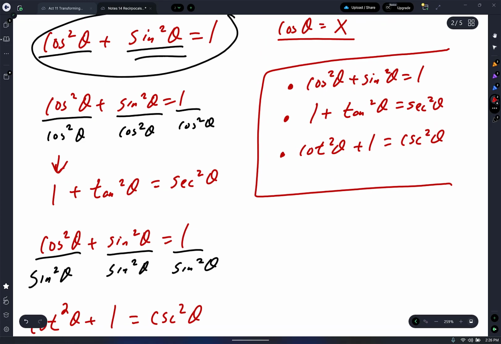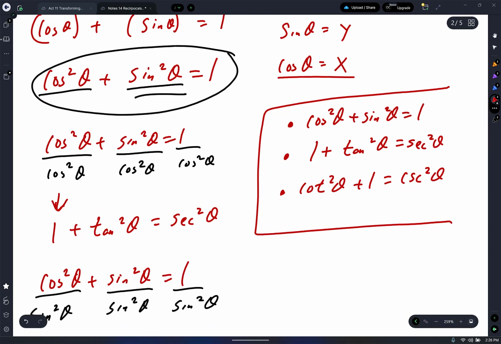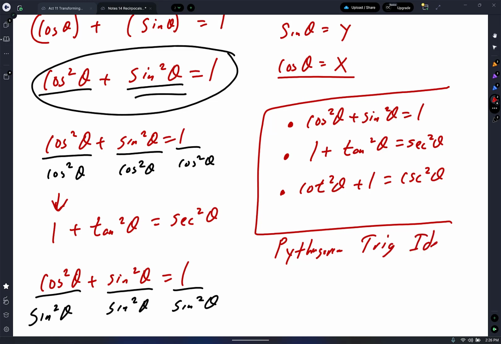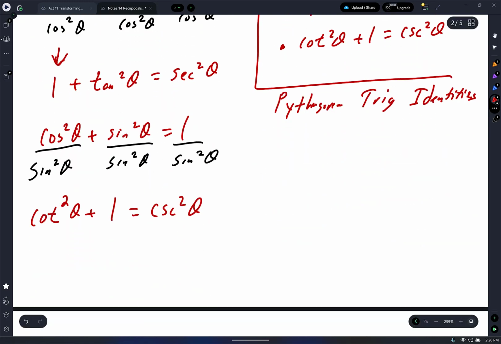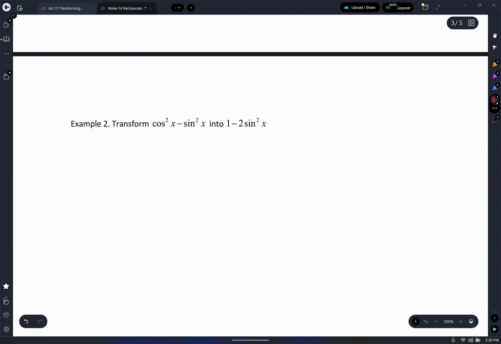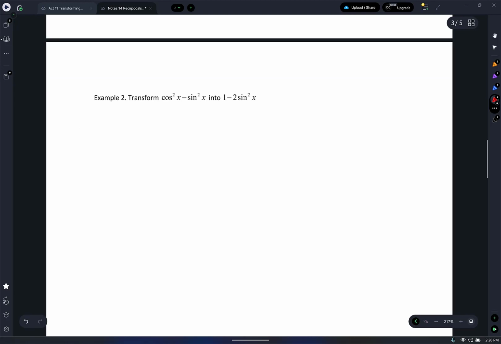Okay. So these are the 3 Pythagorean trig identities that we're going to use. If you want to Google it later on tonight, here it is. I'm spelling it out for you. Pythagorean trig identities. Okay. When will you use them? Well, whenever it comes to, turn the page.